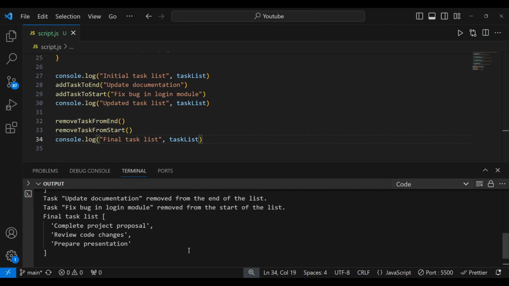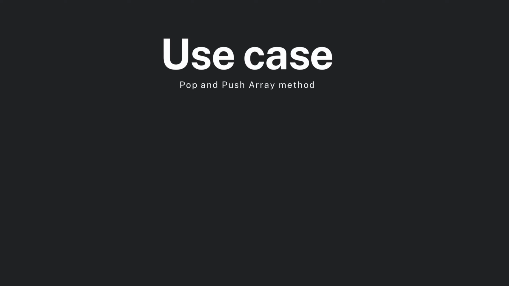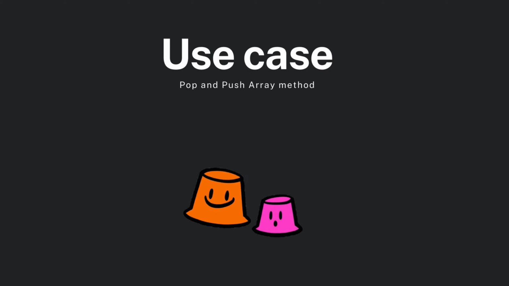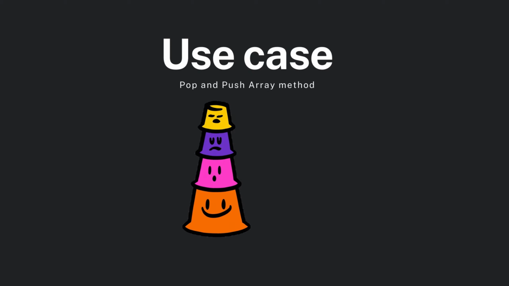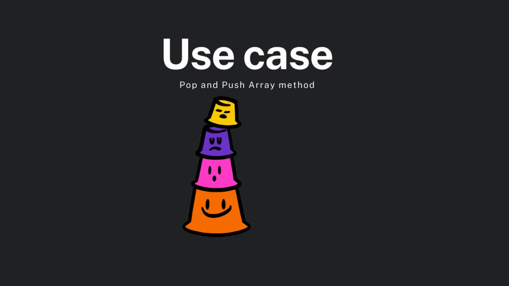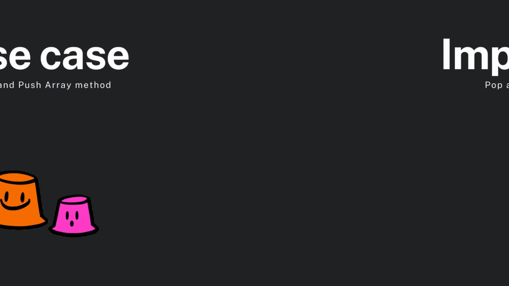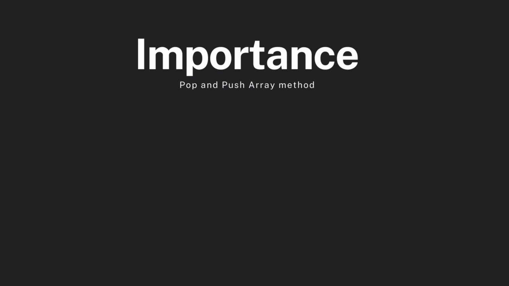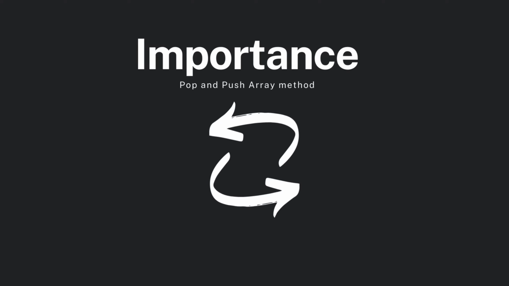So let's head to the final portion of this video and talk about the use cases and importance of each of these. So starting with the pop and push array methods, they're really great for when you want to start making changes to the last item in a data stack. I think it's called last in, last out. I'm not really sure about that, but they're great for when you want to implement undo and redo functionalities for users. So when you want users to be able to undo their last action, like I showed earlier on in the document history array, the pop and push array methods are great for that.